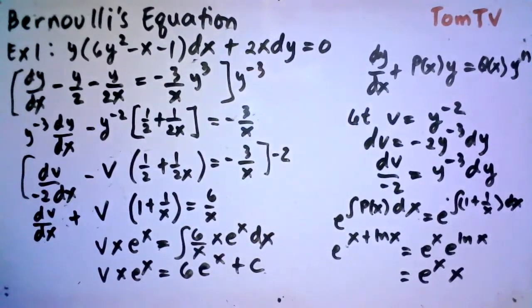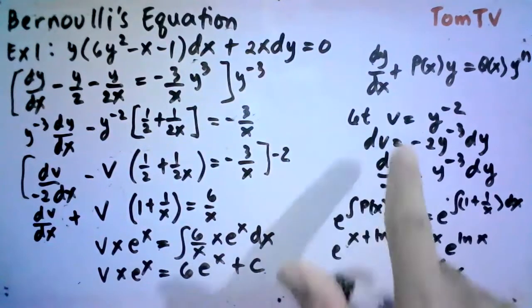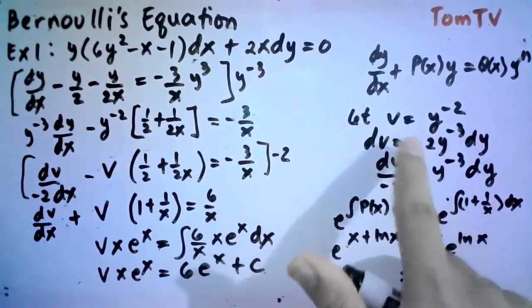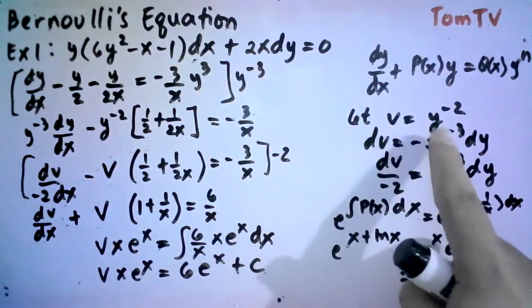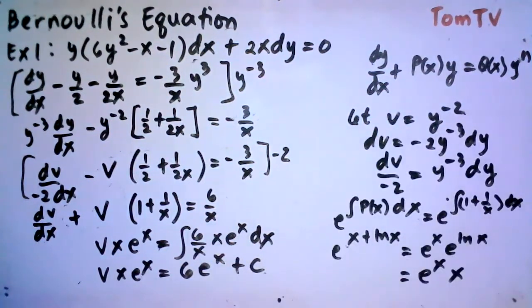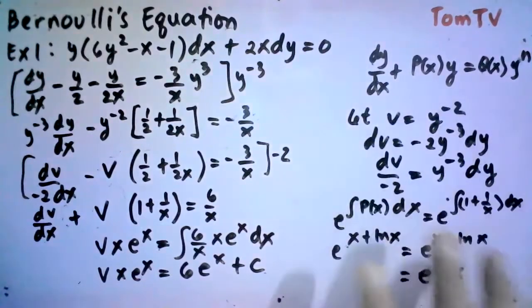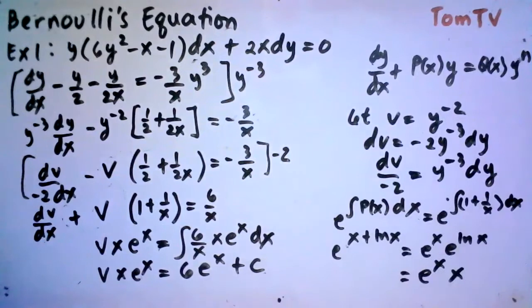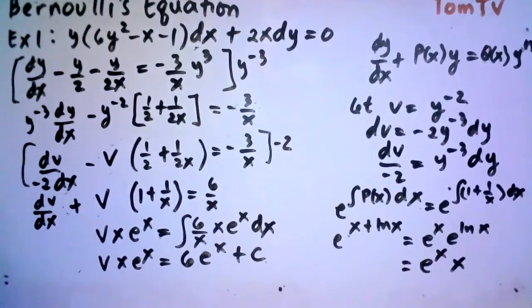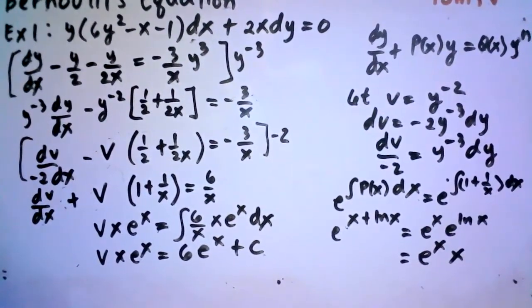Okay, thus we have here supposed to be our general solution, but we have it in terms of v. So we go back to substitution by substituting the value of v as y^-2. I will erase this one, or I will have to move this one, so that I have an extra space.